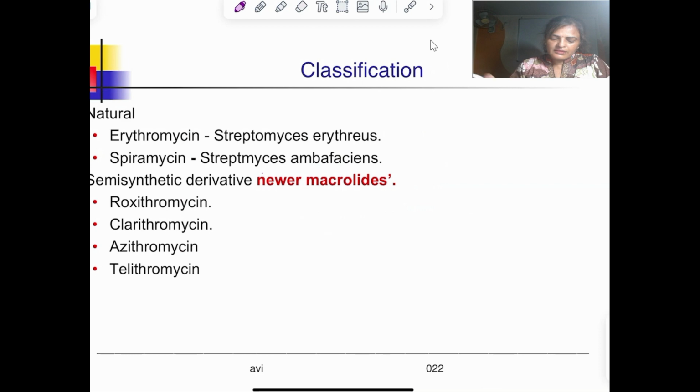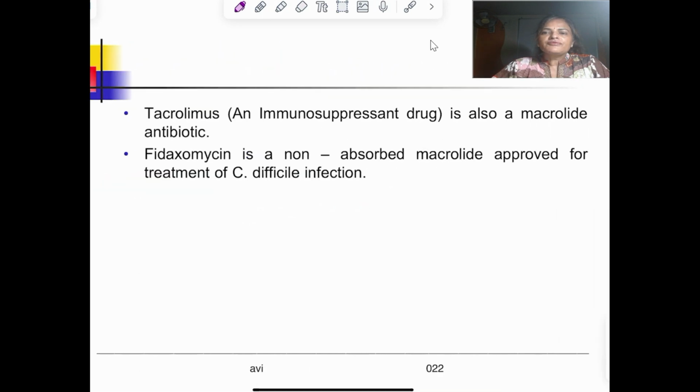So you can see, in natural you get two, erythromycin and spiramycin, whereas semi-synthetic, also called newer macrolide, includes roxithromycin, clarithromycin, azithromycin, and telithromycin, and a few more like tacrolimus. It is an immunosuppressant, but it is also a macrolide antibiotic. Then we have fidaxomicin. This is a macrolide which is approved for the treatment of Clostridium difficile infection.